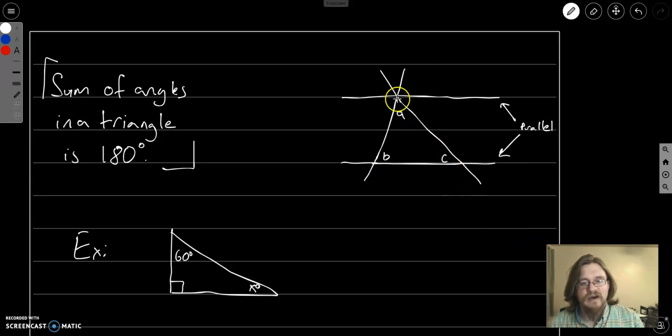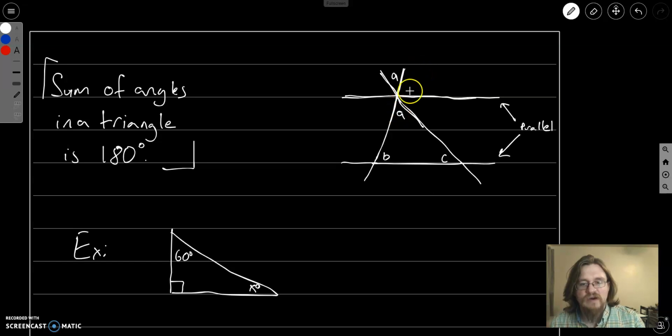So again, up here I have a straight line. So angles 1, 2, and 3 should form a straight line, so those should add up to 180. A here is the opposite angle for this guy. So this is also an angle that is A degrees.